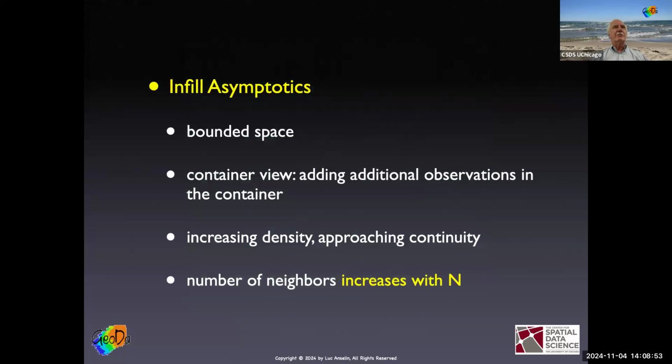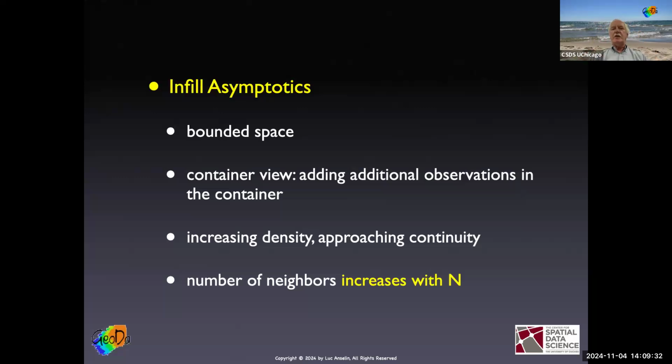Infill asymptotics is bounded space. Remember the sandbox. It's a container view, and you keep adding additional observations in the container. So let's say we want to model air quality in the US. We start with our EPA monitoring stations, hexagons. And then we get a lot of money. We put another set of monitoring stations. The US doesn't change. It doesn't move out. It's a box. It's a container. But we keep adding more and more monitoring stations, which means we get more and more observations.